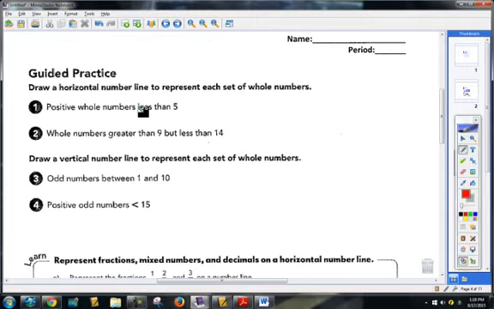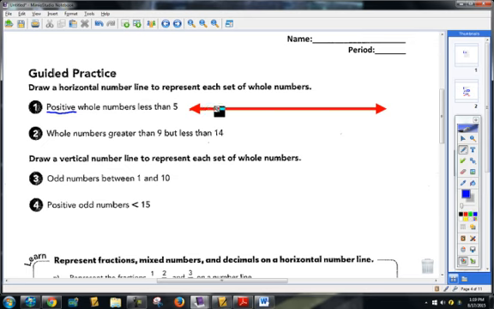Okay? Here, if we are drawing a horizontal number line, draw it here. There we go. Now this is where you got to be a really good reader, because some of these can get kind of tricky, because the reading of them can be harder than the actual math. This isn't really math related as much as it is reading. So if we're talking about positive whole numbers less than 5, we want to represent every number that it's trying to represent here.